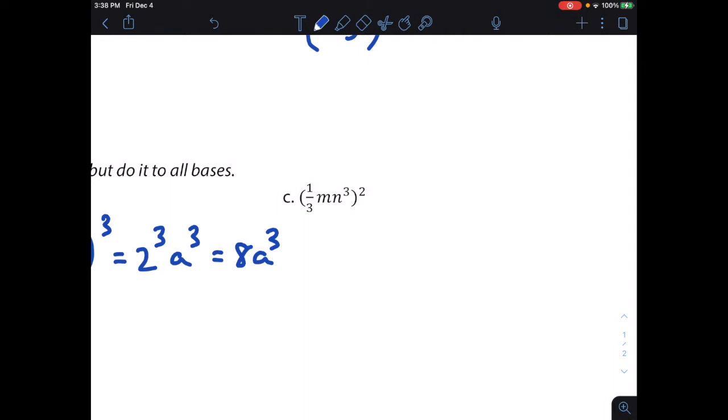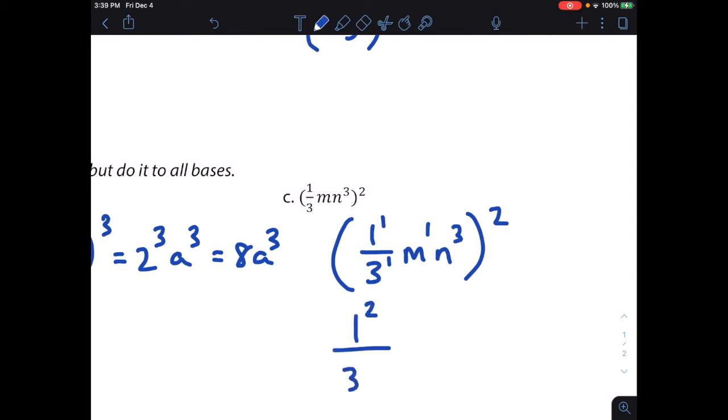So if we just rewrite this whole thing with exponents, and remember there's ones on there, there's a 1 on the m, there's already a 3 on the n, so we can just leave that alone, and now we have a 2 on the outside. Now, all we have to do is multiply that 2 by every exponent that we see on the inside. So we end up with 1 squared over 3 squared.